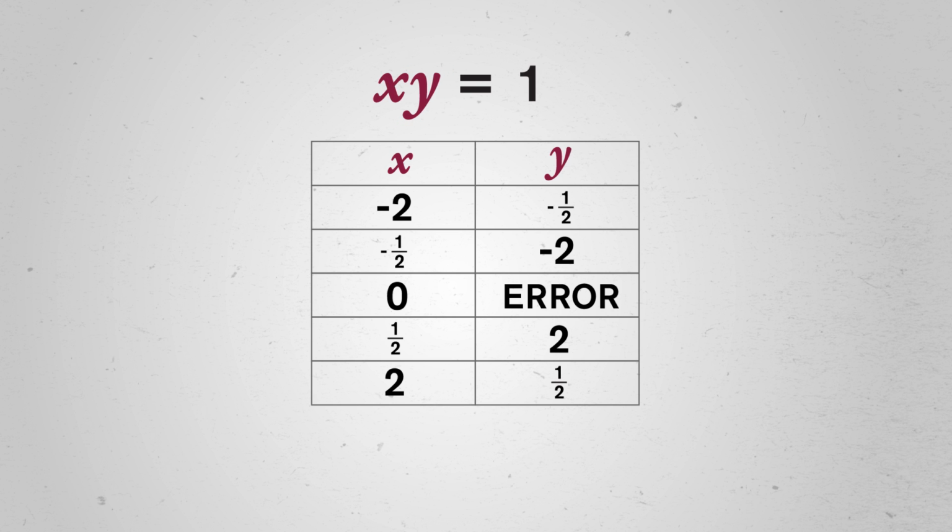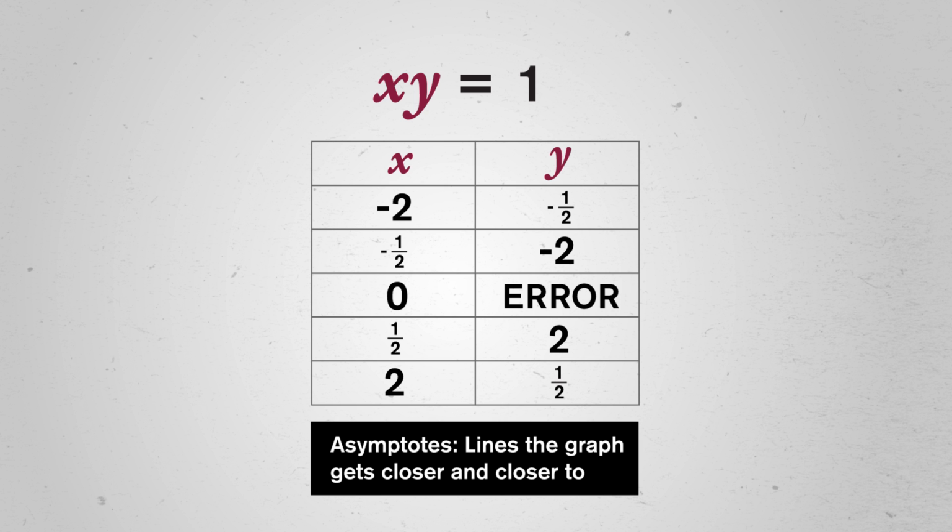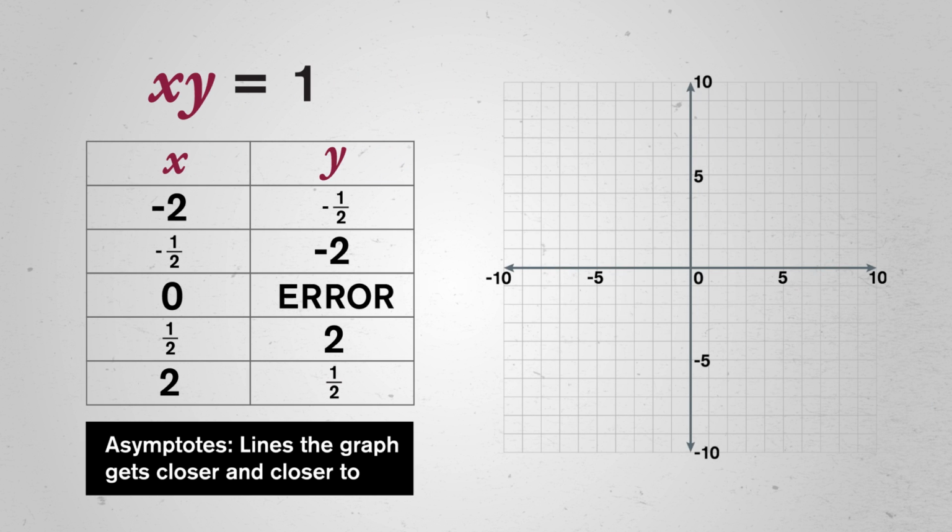The axes, the lines x equals 0 and y equals 0, are actually asymptotes, or lines the graph gets closer and closer to. So, when we put it all together, we can think of the points 1, 1 and -1, -1 as our corners. And on either side, the graph will be approaching its asymptotes along the x and y axes. And for the first time, we have a graph that comes in 2 pieces.